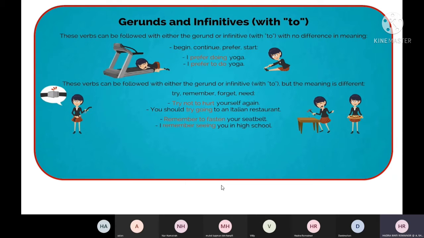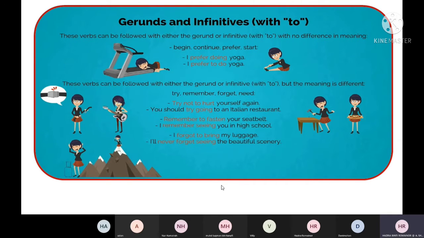Remember to fasten your seatbelt. This means don't forget something. I remember seeing you in high school. This means having a memory of something. I forgot to bring my luggage. This means you didn't remember something. I'll never forget seeing the beautiful scenery. This means you did something and you won't forget it. It's more common in the negative form.